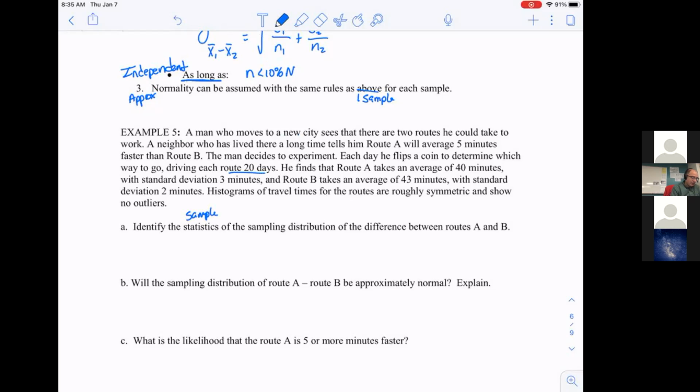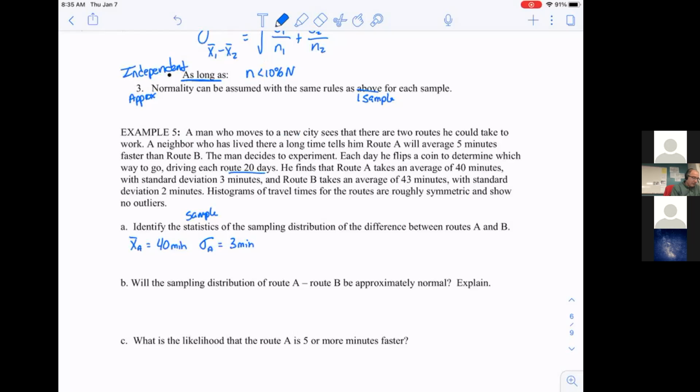Okay, so we have route A. We have X bar of route A. So that means this is the sample mean of route A. That's going to be 40 minutes. And we have a standard deviation of route A. And that's going to be 3 minutes.